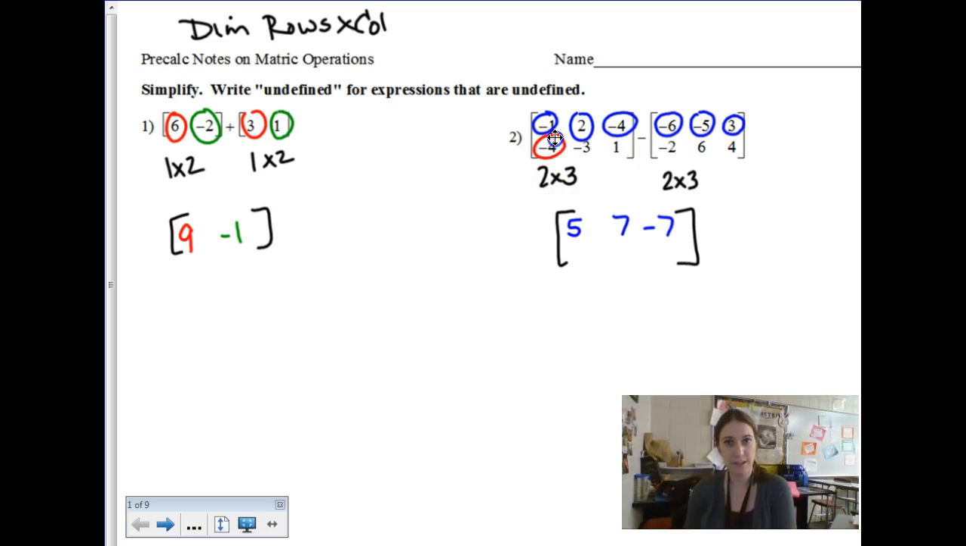Let's keep going down to the second row. -4 minus -2 would be a -2. -3 minus 6 is -9. And then 1 minus 4 is -3. So there's our resulting matrix.